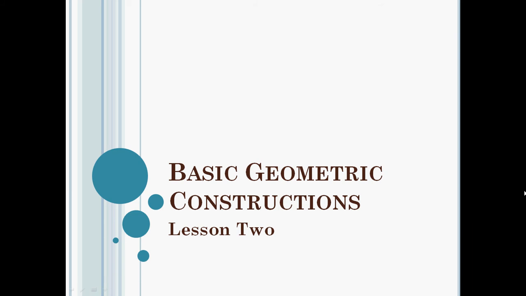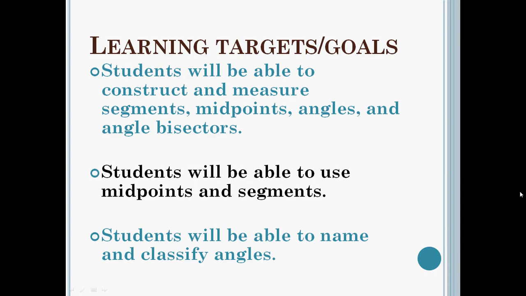Lesson 2, Basic Geometric Constructions. Your learning targets for this lesson are to be able to construct and measure segments, midpoints, angles, and angle bisectors. You'll be able to use midpoints and segments to solve real-world problems, and you should be able to name and classify different kinds of angles.